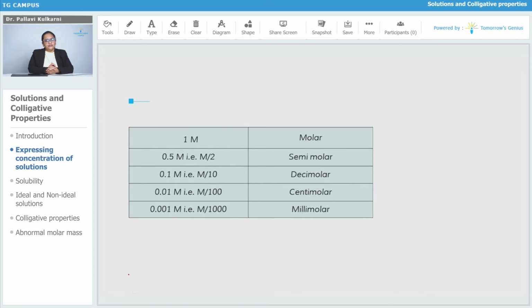On the basis of the concentration of the solution in terms of molarity, the solution can be called molar, semimolar, etc. If the molarity is equal to 1, that is called a molar or unimolar solution. If molarity is 0.5, M by 2, that is a semimolar solution. If it is M by 10, 0.1 molar, that is a decimolar solution. If it is M by 100, 0.01 molar, that is centimolar. If it is M by 1000, that is 0.001, it is called a millimolar solution.